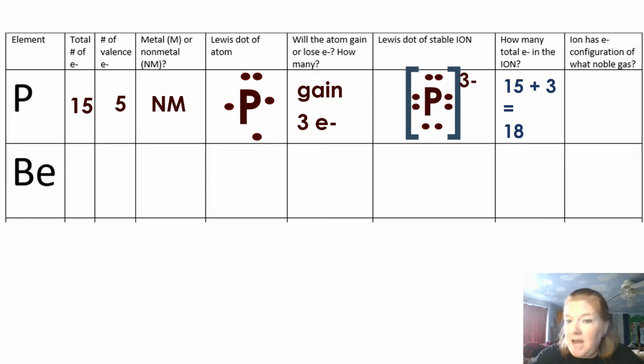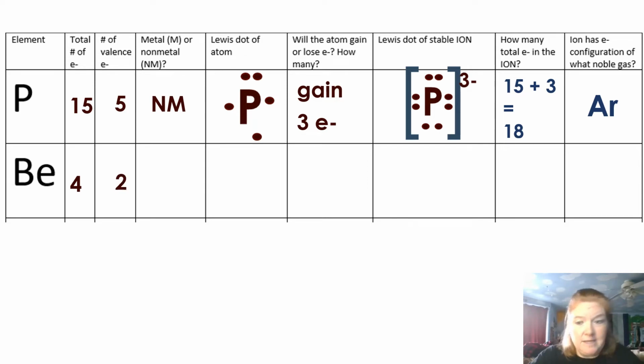Now, since it now has 18 electrons, that is the same number of electrons as argon has. So its electron configuration matches argon for this ion. So this phosphide ion matches the electron configuration of argon. All right, let's try another one.